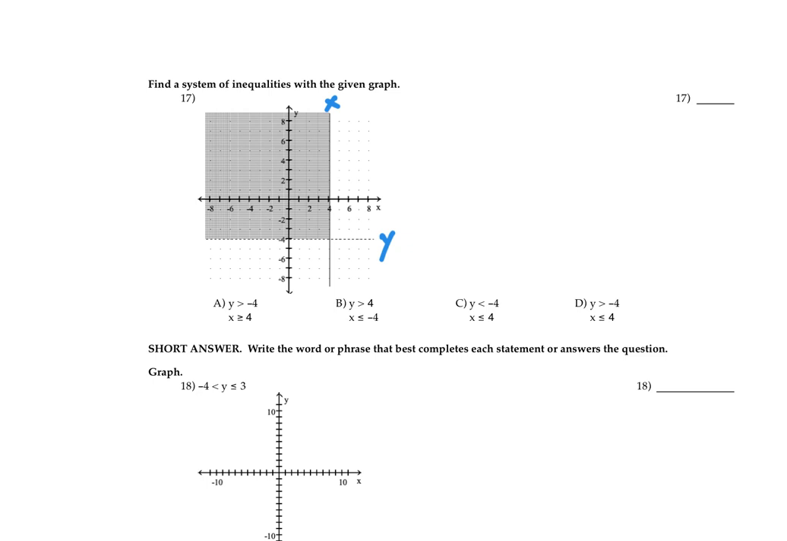So this is going to be Y greater than -4. There's a dashed line there, so really pay attention to that line. It's not solid, so we don't want an equal to. And then for my X, it's going to be to the left, so it's less than, equal to because it's a solid line, +4. And so then we just got to decide which one of those matches up with it.